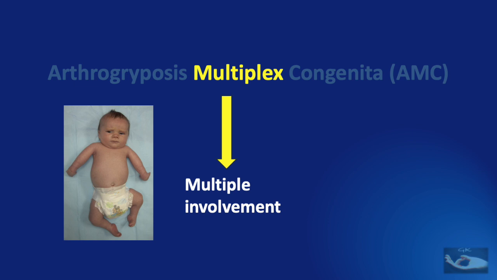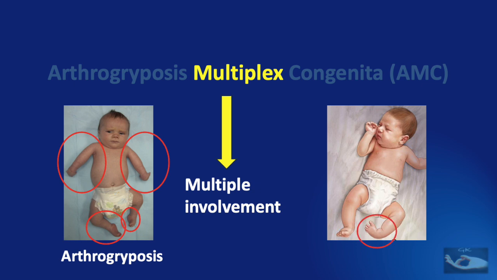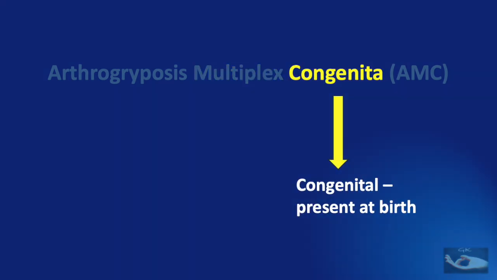To illustrate this, let us consider these two babies. This child has involvement of both feet with bilateral club feet and involvement of both upper limbs. This would come under the classification of arthrogryposis, whereas this child who has a club foot but all the other limbs are normal would be classified as club foot only. Congenita of course refers to congenital or present at birth.